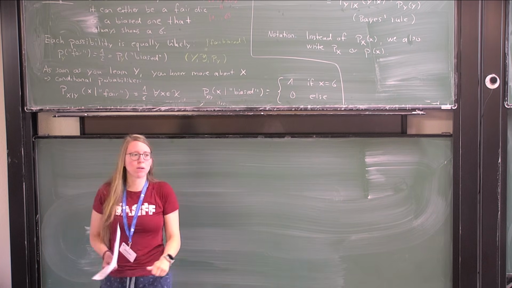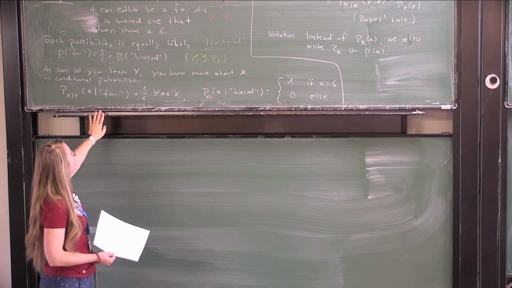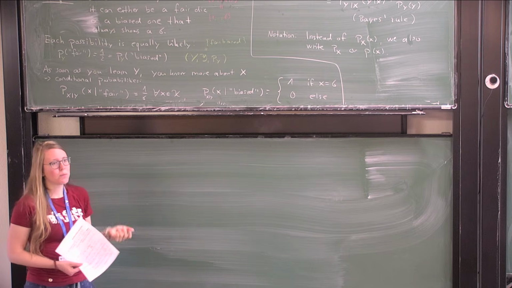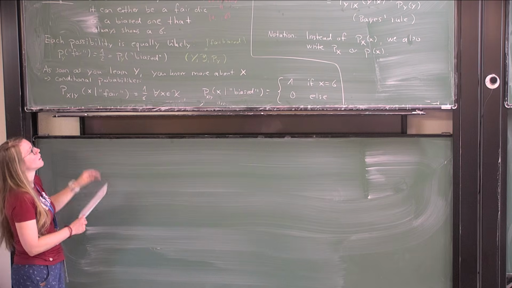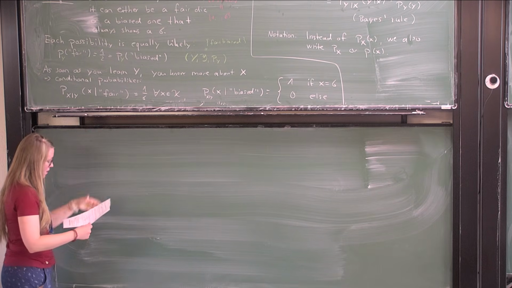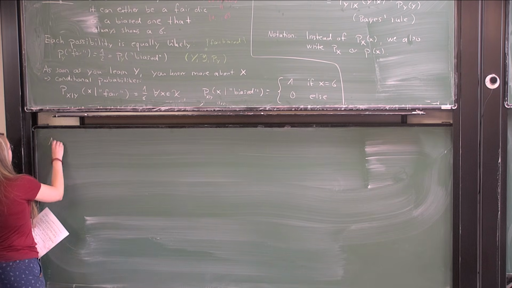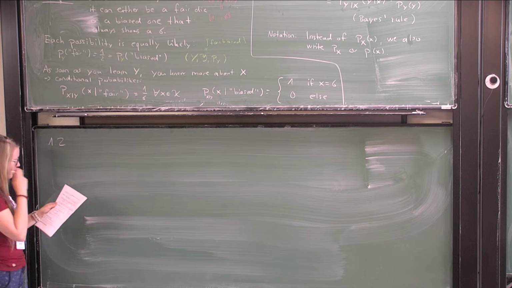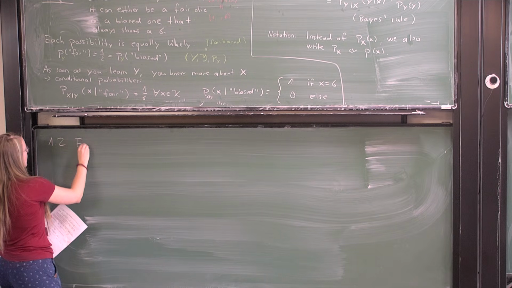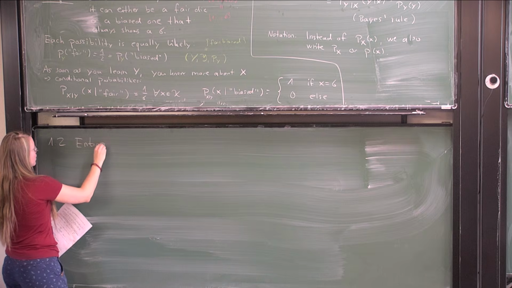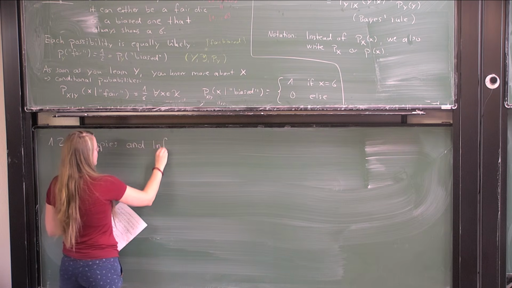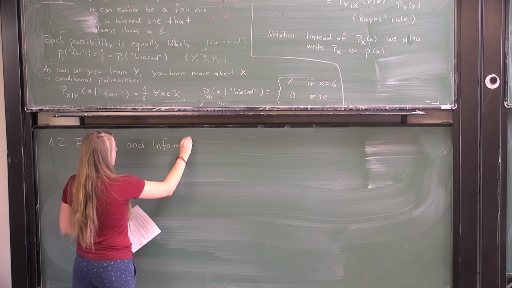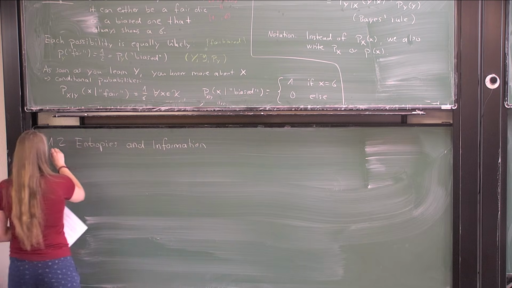So now what we have quantified with the probabilities is how likely events are. But now we want to have a measure of information actually. How much do we learn when seeing these realizations? That's the next part. Here we'll talk about entropies and information.